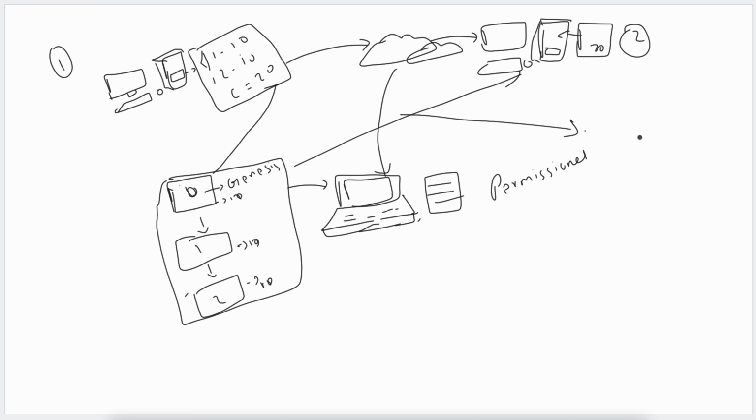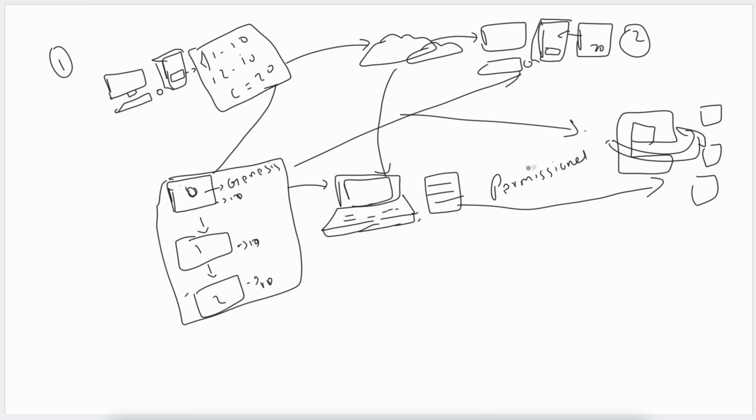So let's say they opened the traditional internet. They opened the internet and anyone can join the net, download this data and validate the network. Then any number of nodes can connect and keep validating the data.